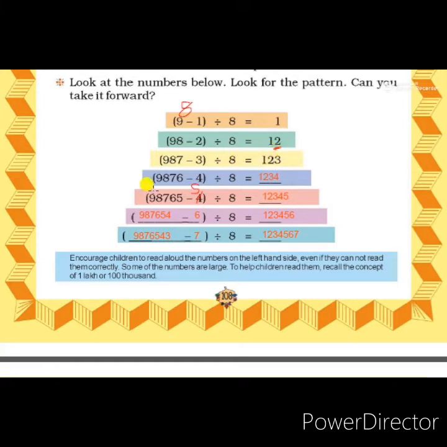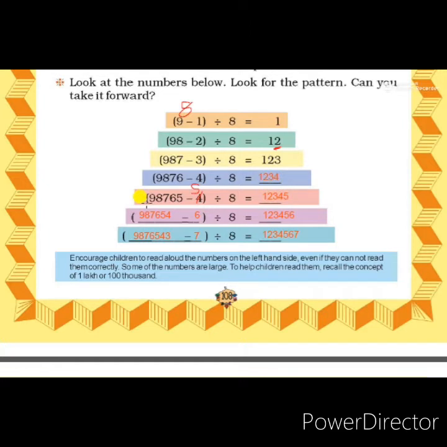Now see the next step. In this step they have included 4 single digit numbers, that is 9, 8, 7, 6. So the subtracting number also increased. That subtracting number is 4. Divide by 8, what will be the answer? One more number will increase there. The previous number was 1, 2, 3, so the next number will be 1, 2, 3, 4. That means 1234.